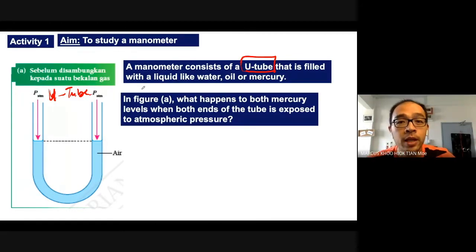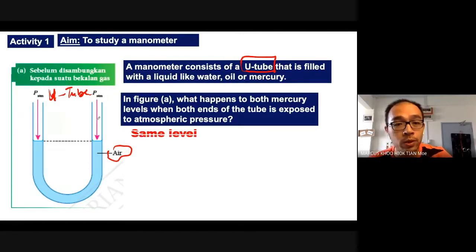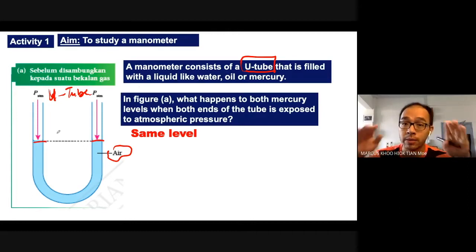Okay, so anyway, a manometer consists of a U-tube that is filled with a liquid, can be water, can be oil, can be mercury. Now in figure A, what happens to both the mercury levels, assuming that it is mercury? Okay, when both ends of the tube are exposed to atmospheric pressure, they will be at the same level because there is nothing else that is pushing on this liquid except for atmospheric pressure. So they will be at the same level.